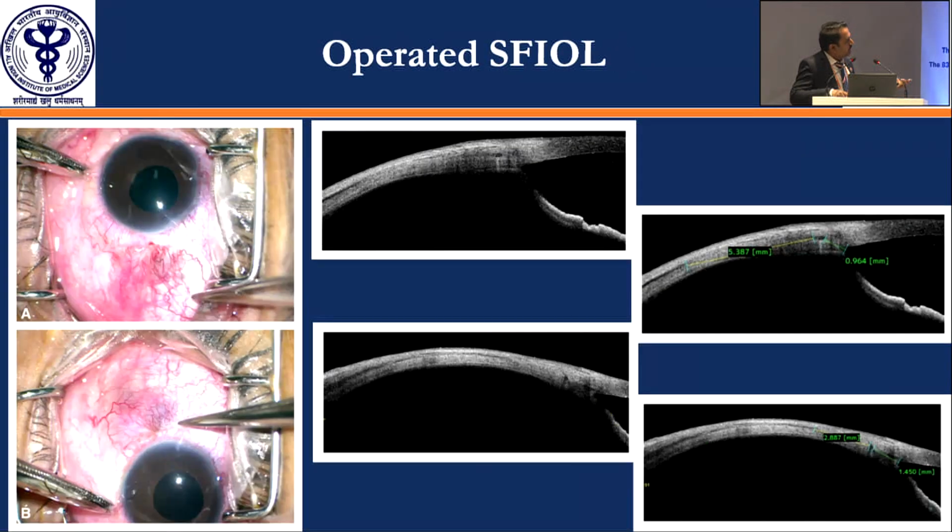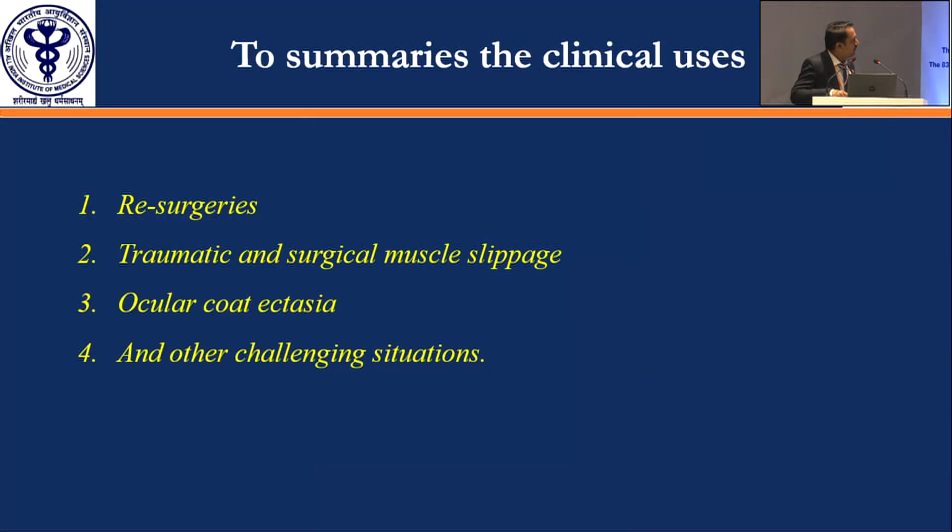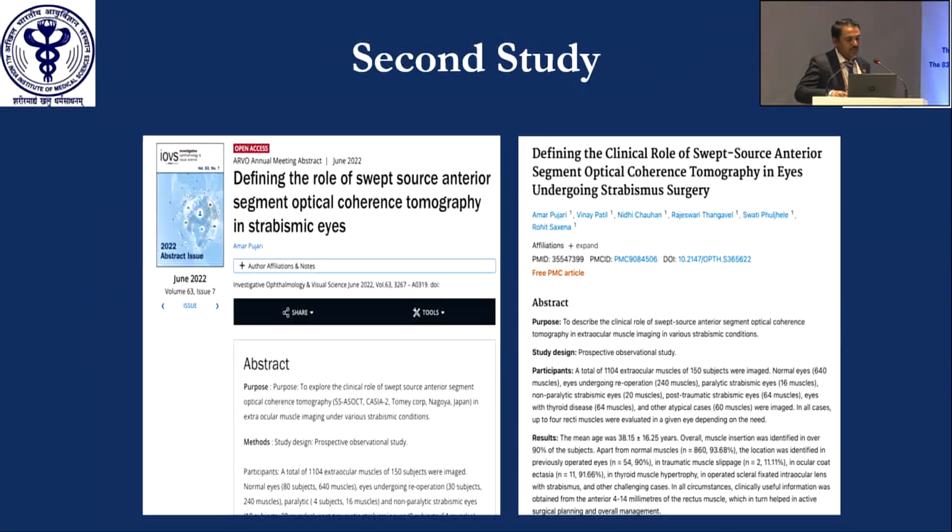And one more condition is where somebody had a complication. This is the operated SFIOL. You can see the haptic here, the SFIOL haptic, and the MR is quite anterior here. They were trying to do the MR plication, they injured the haptic, and the IOL went into the vitreous. In those cases also we can identify and trace the haptic and be cautious, right? We don't want to injure the haptic. So to summarize, we can use AS-OCT in resurgeries, traumatic and surgical muscle slippage, ocular cord ectasia, or in other clinical conditions where it is challenging to do the surgery.